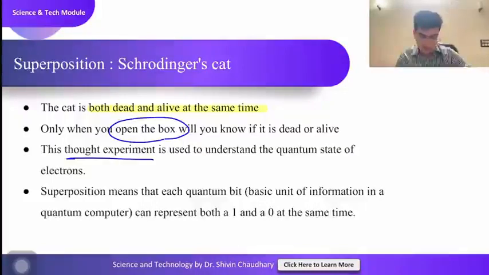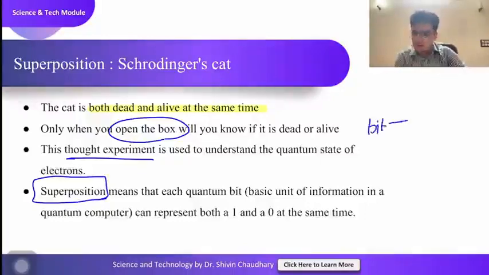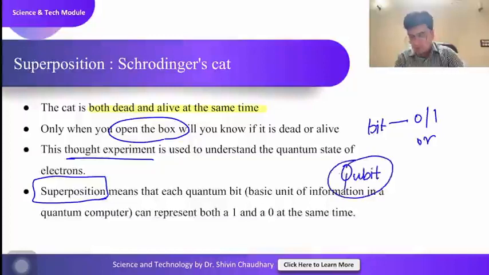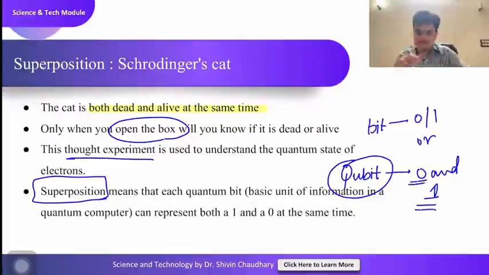Now this thought experiment is used to understand the quantum state of an electron. So superposition means that every quantum bit, the basic thing in a quantum computer, is different. In a normal computer, it was a bit which was 0 or 1, right? In a quantum computer, a qubit is 0 and 1. So it is both 0 and 1 at the same time. This is quantum computing's first principle: superposition. Both 0 and 1, two states at the same time.